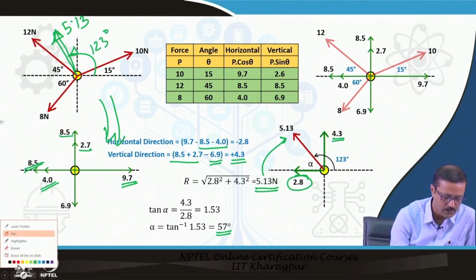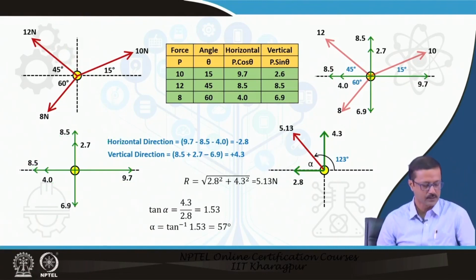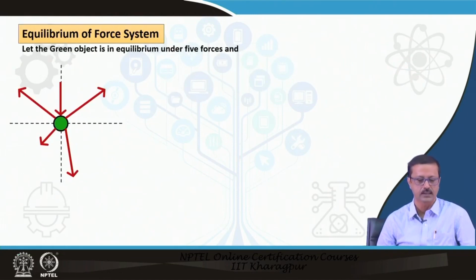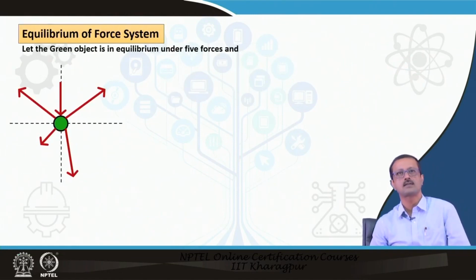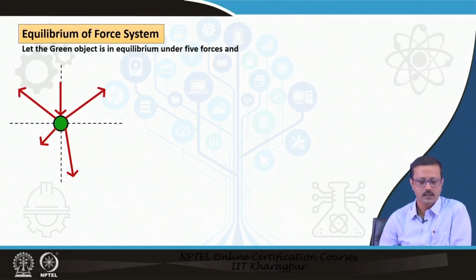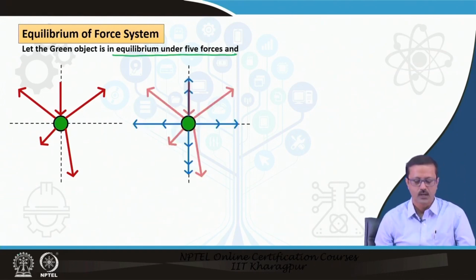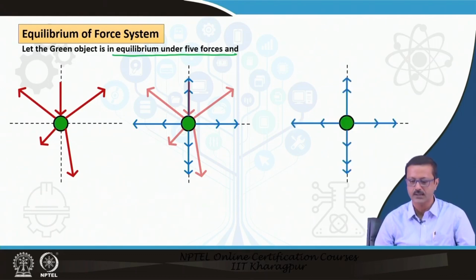So, through the resultant again I can come back to the final resolving and the resultant of the force. Now, let us discuss the equilibrium of the forces. Let us take this green ball, and suppose this green ball is in equilibrium under 5 forces. What I do is break those 5 forces into the x and y directions, and then there are forces in the x and y direction.